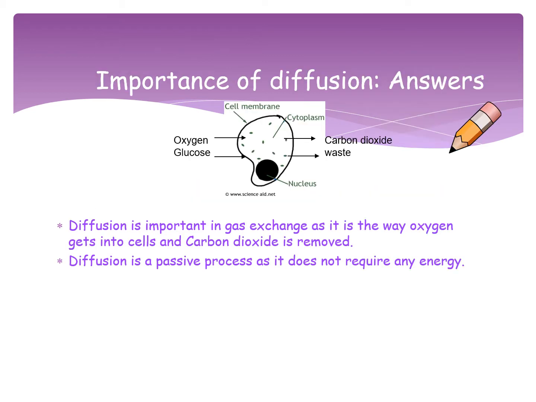So the answers would be that oxygen and glucose are going into the cell, and we want carbon dioxide and waste coming out of the cell. The next answer would be that diffusion is important in gas exchange as it allows oxygen into the cell and it allows us to get rid of carbon dioxide out of the cell. And diffusion is a passive process as it does not require any energy. So that would be your three answers. Well done if you got them correct.